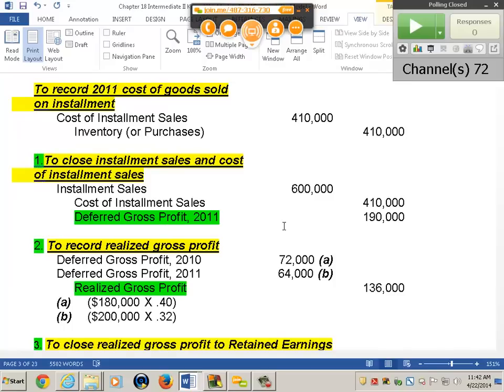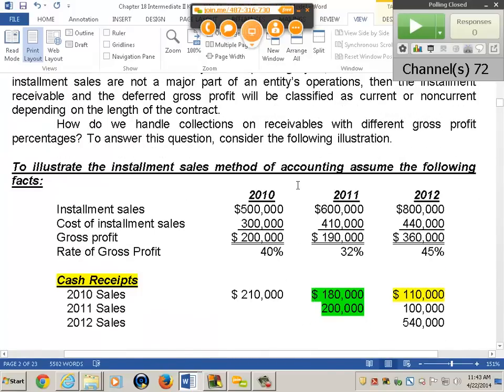I have another example on cost recovery, but let's use the same example. Let me put this up on the screen for you. Let's do 2010. In 2010, let's just take the 2010 sale, and see how you would handle this if you were using cost recovery. Let's say I ask you to use the cost recovery method.